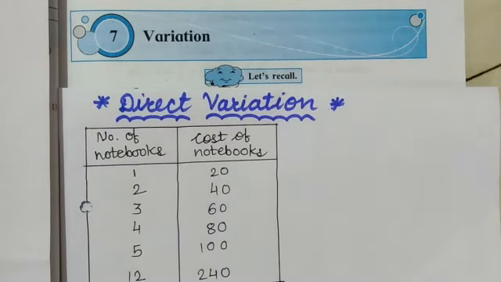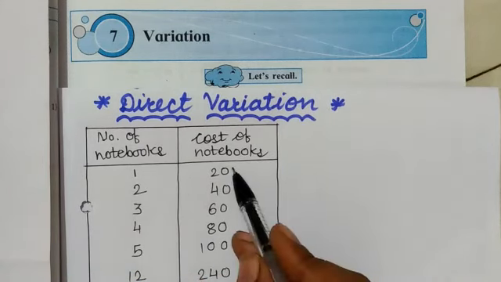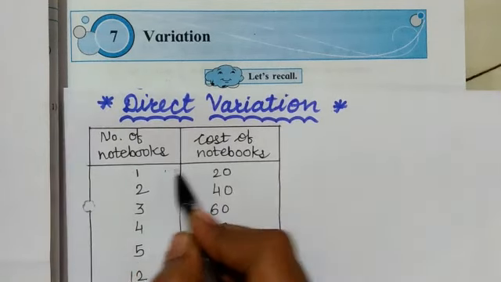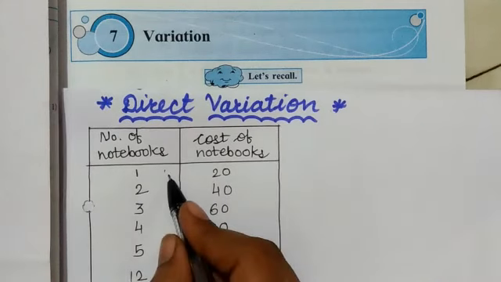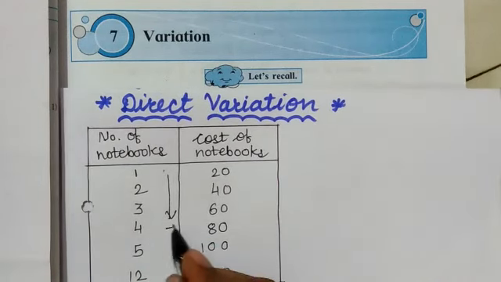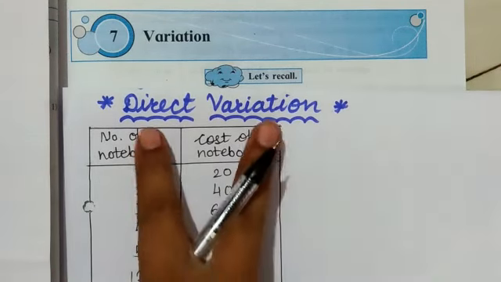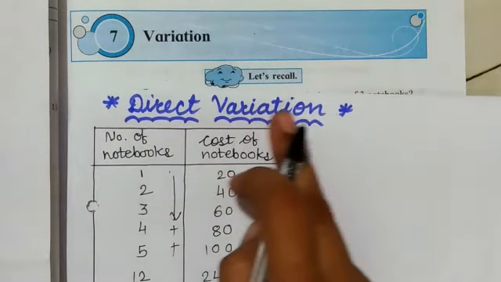Now students, concentrate here. If the number of notebooks increases, its cost also increases. If there is only 1 notebook, then its cost is 20. If we buy 5 notebooks, then we have to pay 100 rupees. It means if the number of notebooks increases, then its cost will also increase. Both the figures are increasing at the same time. So this type of concept comes in the category of direct variation.